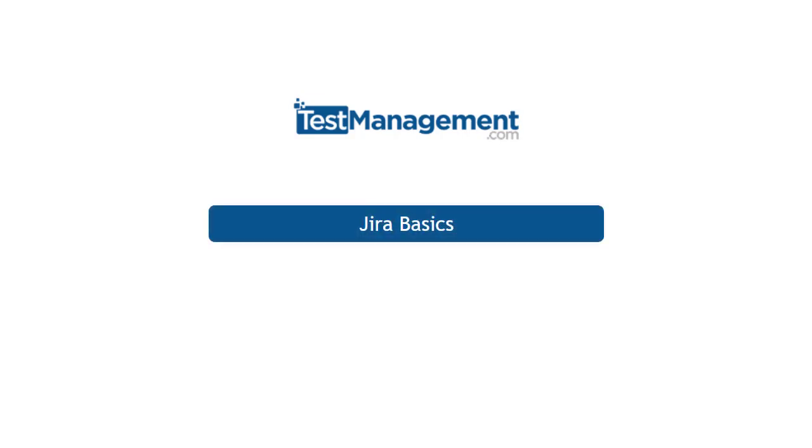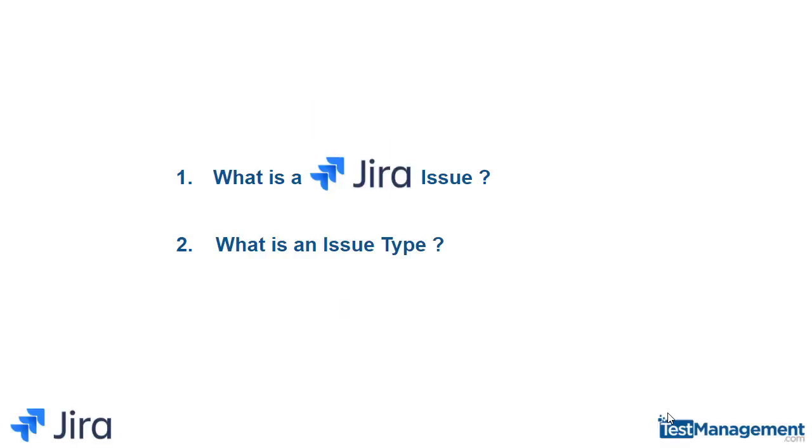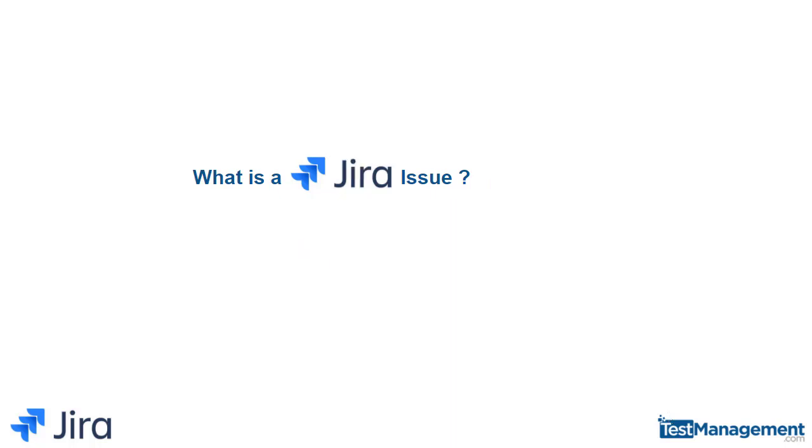I'm going to take you through a quick overview of Jira issues and issue types. The issue is a fundamental building block in Jira, and we're going to answer two questions. Firstly, what is a Jira issue? And secondly, what is an issue type? Jira is built around issues. Now, it helps if we think of issues as a record used to track a unit of work.